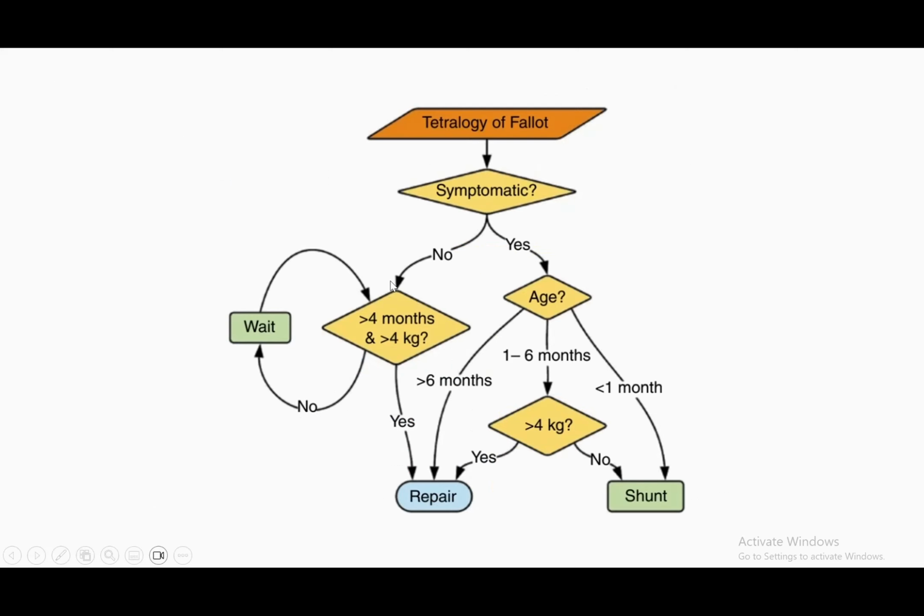This is an algorithm. If tetralogy of Fallot is symptomatic, we check the age. If it is too young, we do a shunt. If it is from 1 to 6 months but less than 4 kilos, we do a shunt. If more than 4 kilos or the patient is more than 6 months, we do a repair. If the patient is asymptomatic, we wait till the patient is more than 4 months or 4 kilograms, and we do a total repair.